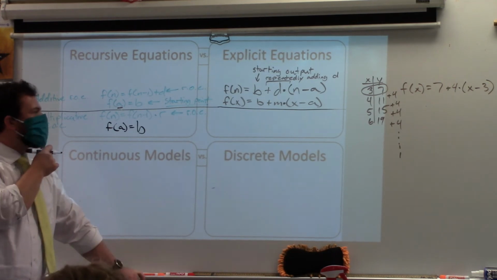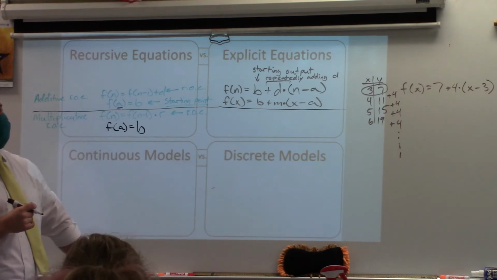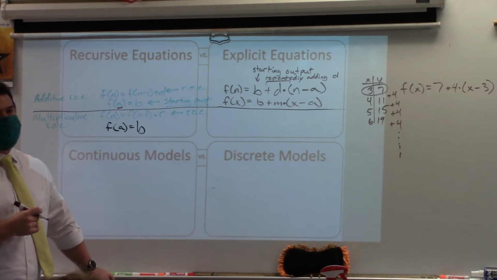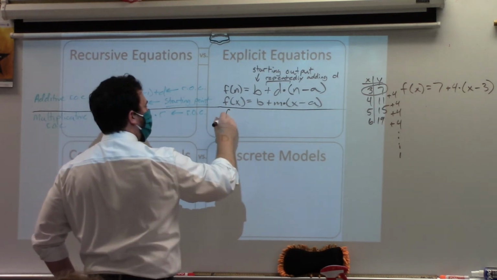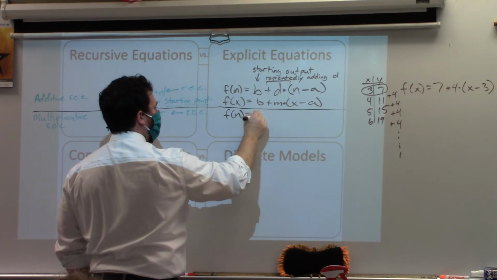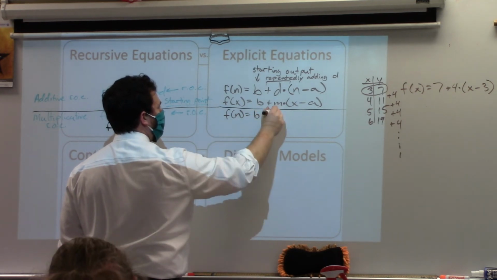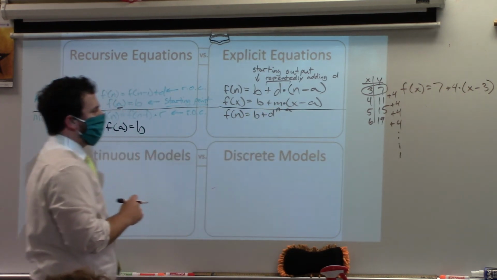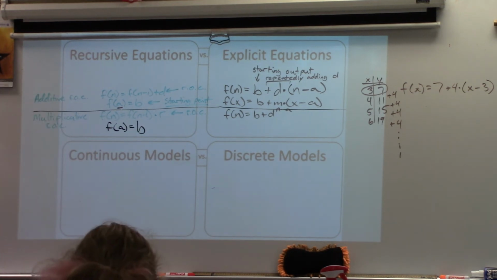So how would we write this explicit equation for a multiplicative rate of change? What you got? F of n equals b plus d to the power of n minus a. What do y'all think about that? That's golden.